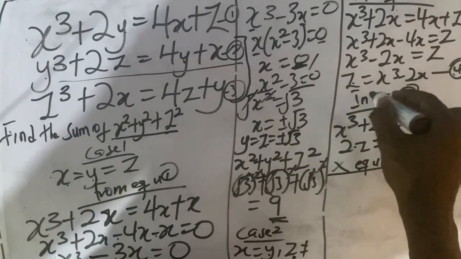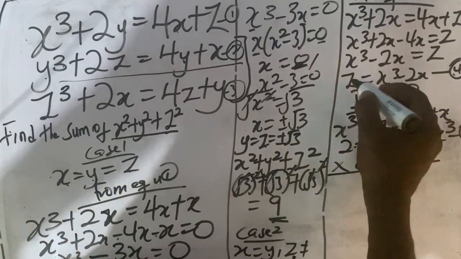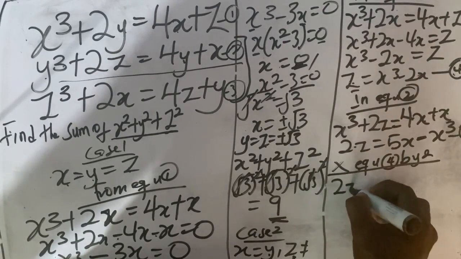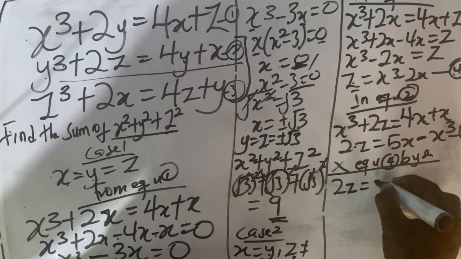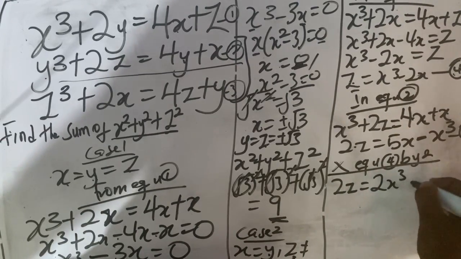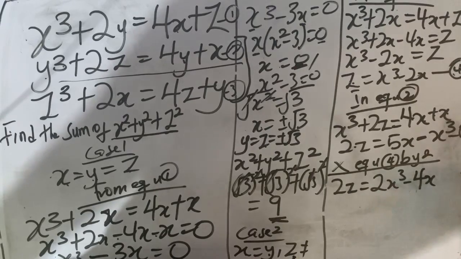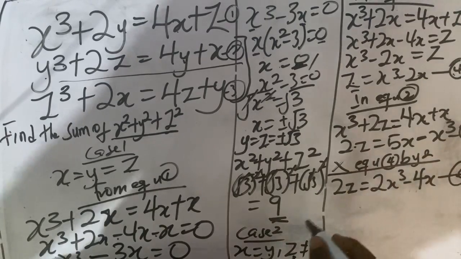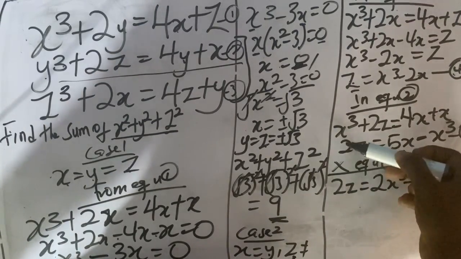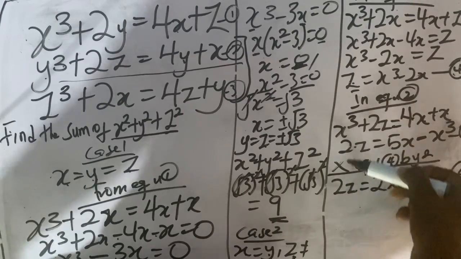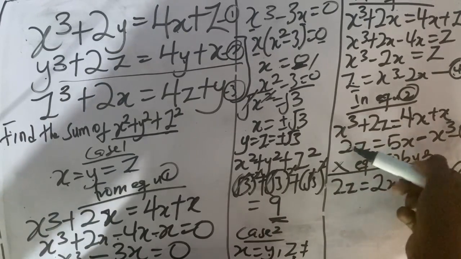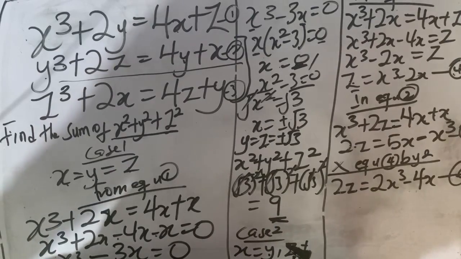If I multiply through equation 4 by 2, I'm going to get 2z, and then 2x cubed minus 4x in this case, and I'm going to call this one equation 6. Remember, now that we have 2z and 2z, we can subtract them to get rid of z, and then we can focus on the x in this case, right?